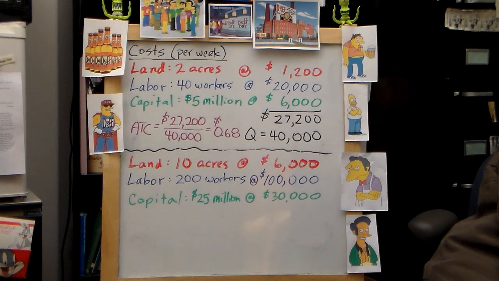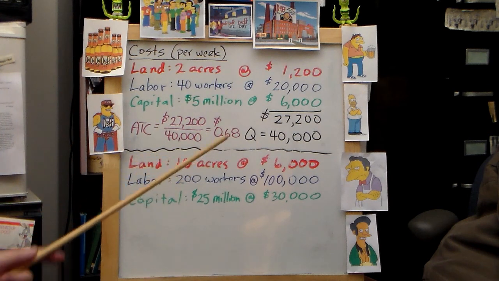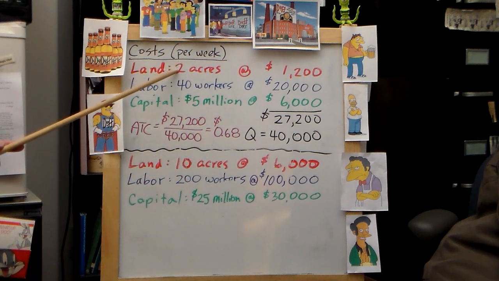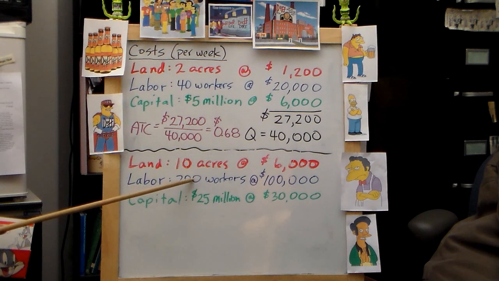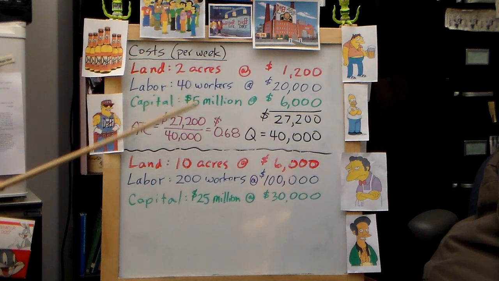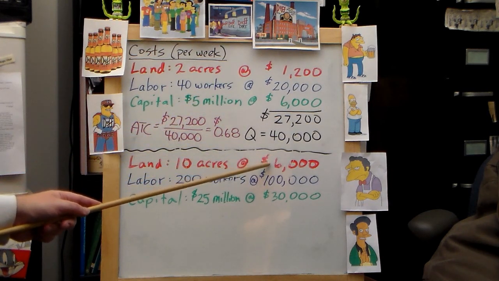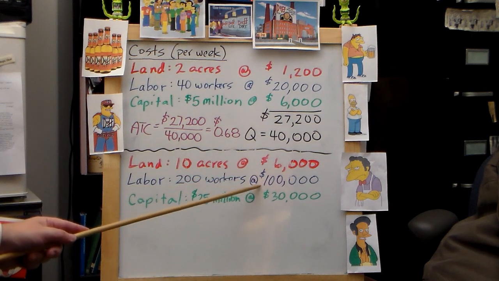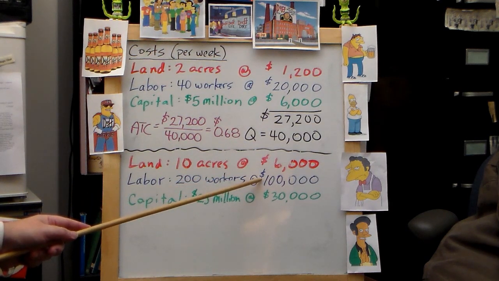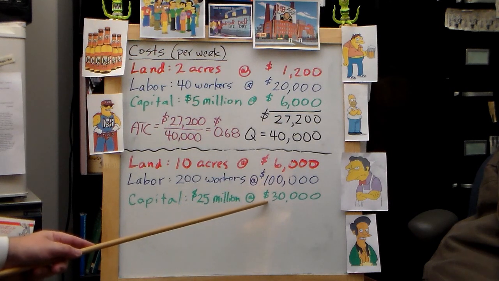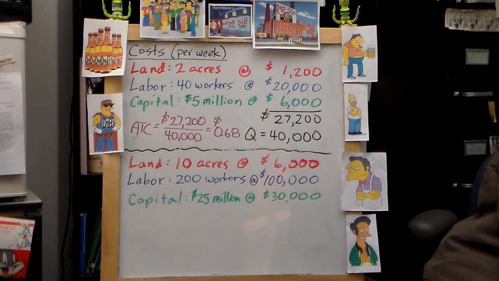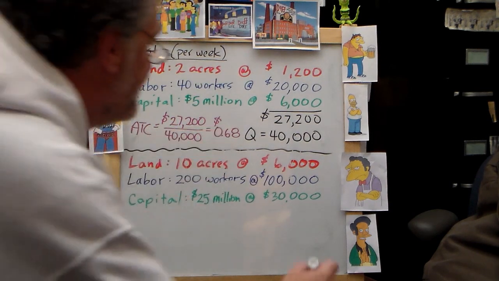So suppose the Duff Brewery builds a factory that's 5 times as big as their initial factory. So they're using 5 times as much land as before. They're using 5 times as many workers as before. They're using 5 times as much equipment, capital, as before. So the cost of their land increases by a multiple of 5. The cost of their workers increases by the same multiple of 5, and so does the cost of their capital. That means that their total cost of making beer will increase by a multiple of 5.